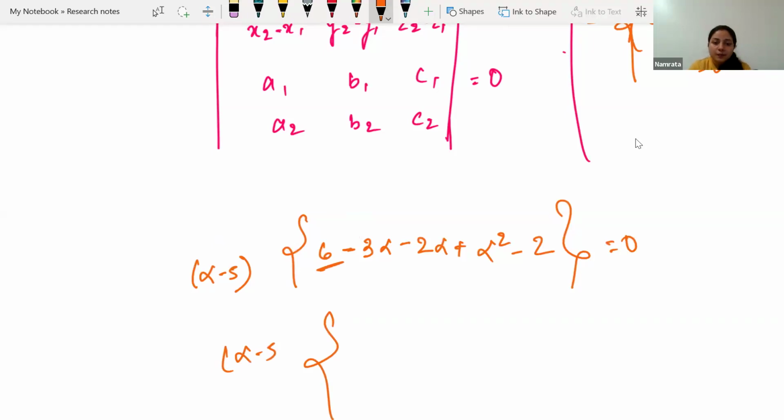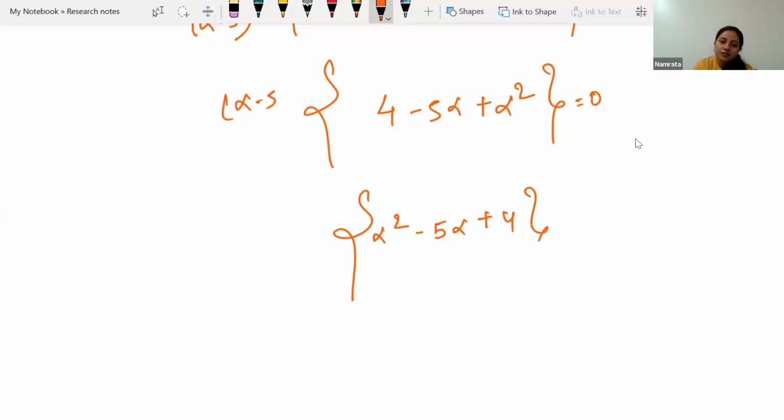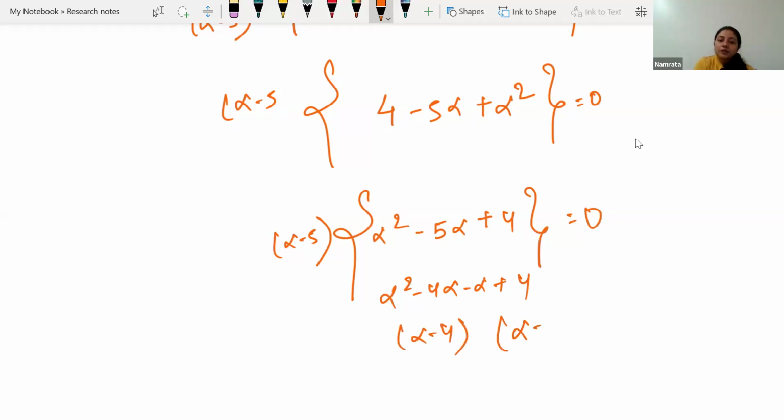6 minus 2, 4 plus alpha square. This is what we are having is equals to 0. That means alpha square minus 5 alpha plus 4 is equals to 0. Let's split the middle term. So we'll be having alpha square minus 4 alpha minus alpha plus 4 over here. That means alpha minus 4 and alpha minus 1.